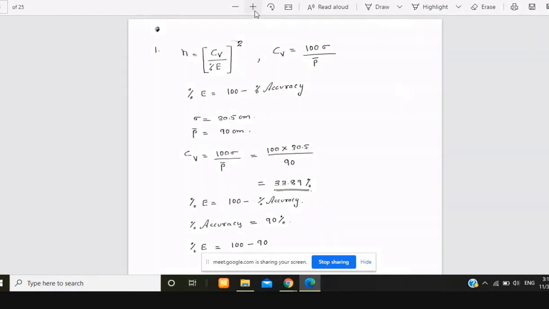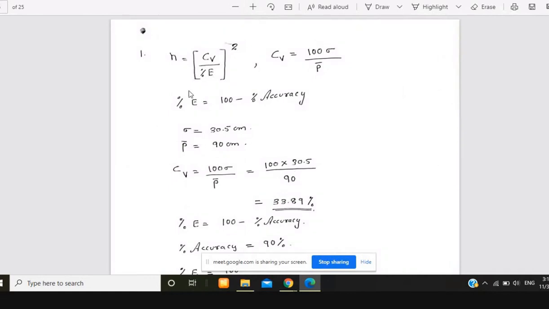Here you know the equation n equals (CV/E) the whole square, and CV is given by 100 times sigma by P bar. The percentage error they have not given; they have given the level of accuracy. So we can find the percentage error from 100 minus the percentage accuracy. Here the question asks for 90% level of accuracy, so 100 minus 90 means 10% error.